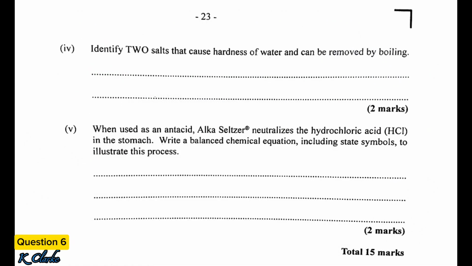Part 4. Identify 2 salts that cause hardness of water and can be removed by boiling. Examples are calcium bicarbonate and magnesium bicarbonate.